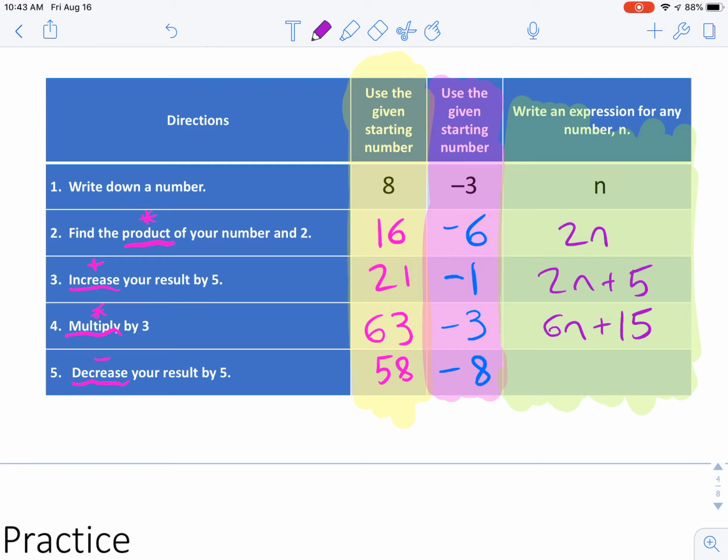Finally, we want to decrease the result by 5. Well, we can take 5 away from the 15, but we're not going to take 5 away from everything. Well, 6n plus 15 is everything. So it's 6n's and 15 1's. When we take away 5, we're just taking away 5 of the 1's. We're not taking away any of the n's. So we're still going to have 6n's, but we're going to have 5 fewer 1's. So we're going to have 10. 15 minus 5 is 10. And now we have an expression that represents all of those operations that we did on the left.